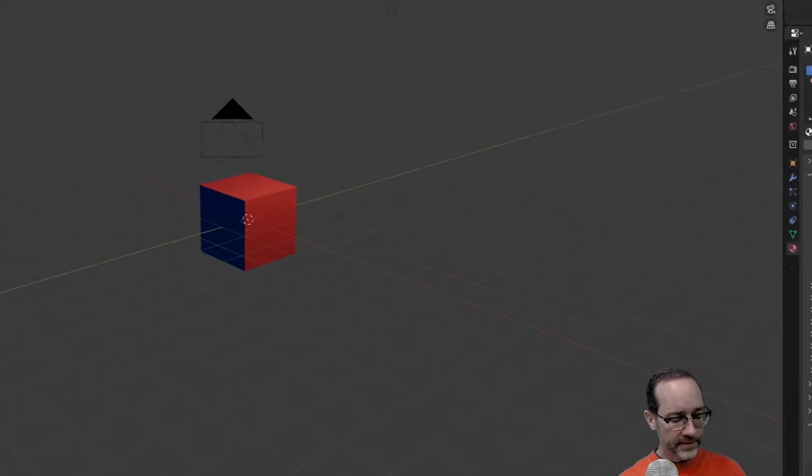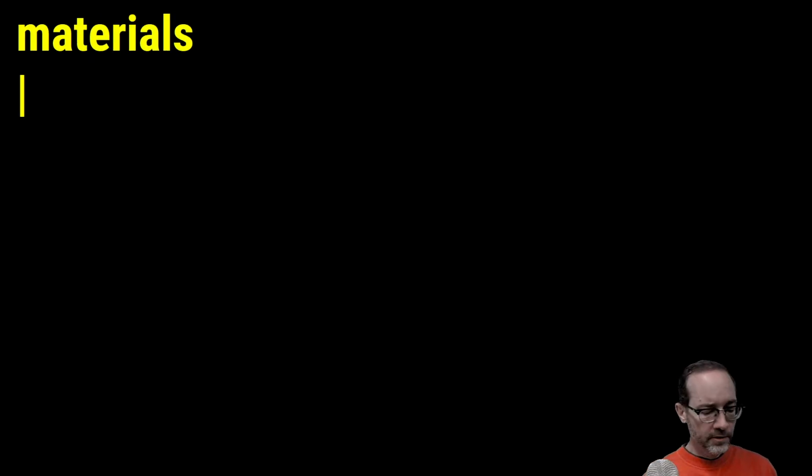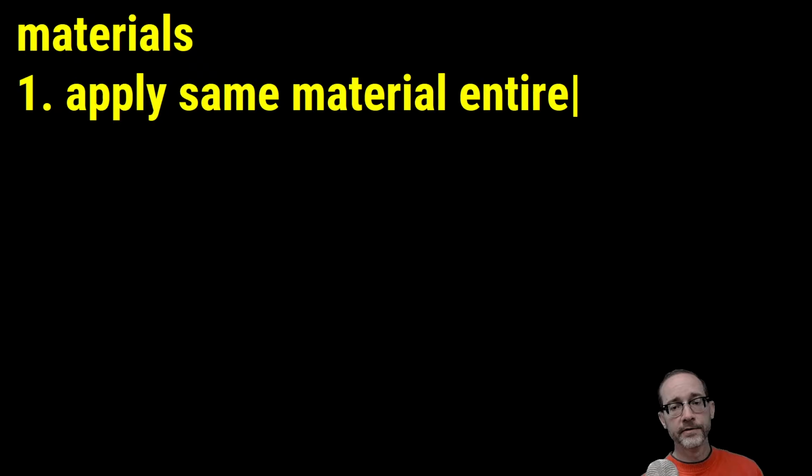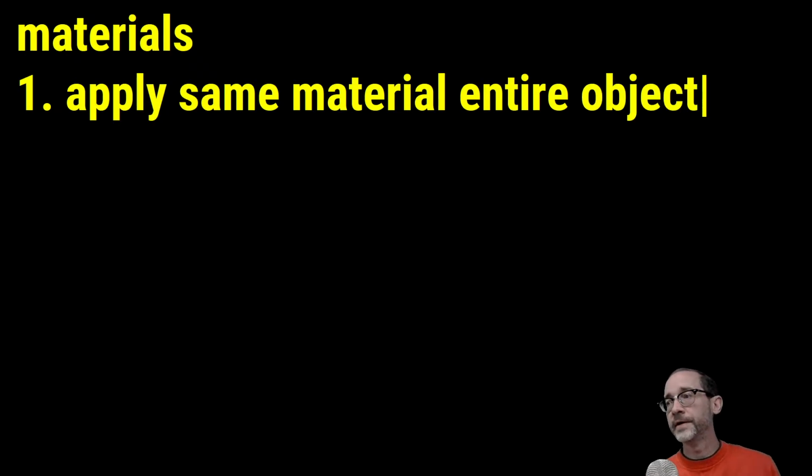So the way I would think about this is the following. Materials. Level 1, pretty easy: apply the same material to the entire object. This is fairly straightforward. We've done this already, right? When does this work? When I just need the whole object to have the same appearance, right?